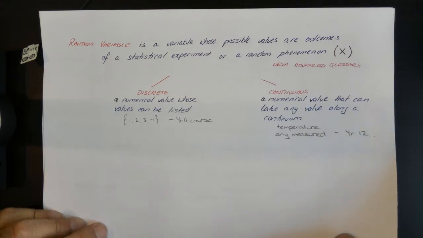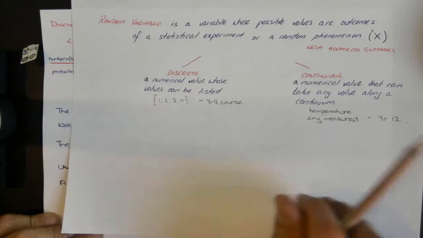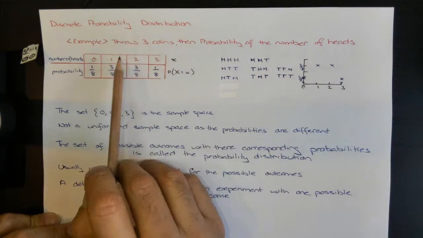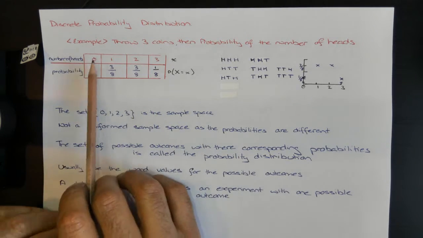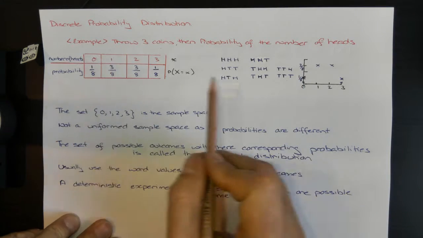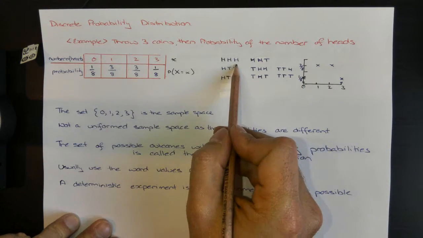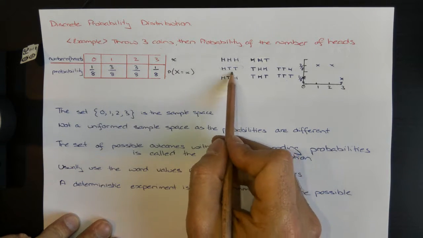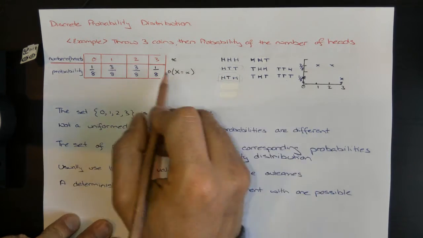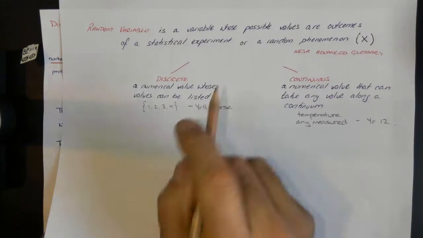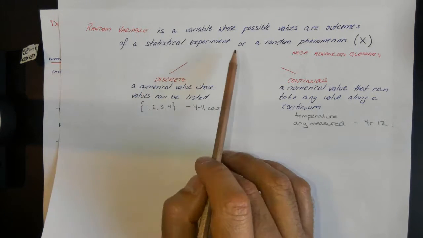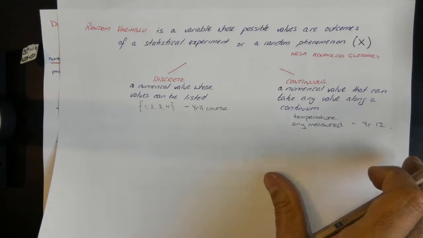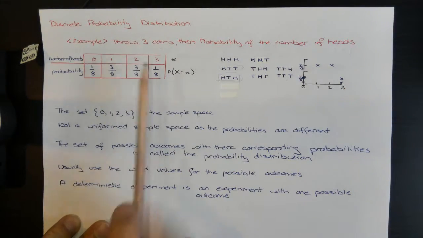For example, a discrete variable, a numerical value whose values can be listed, is throwing 3 coins and then counting the number of heads. There could be no heads, 1 head, 2 heads, or 3 heads. That is a variable whose possible values are the outcomes of a statistical experiment, flipping the coin, and it's numeric. So we have 0, 1, 2, or 3 heads.